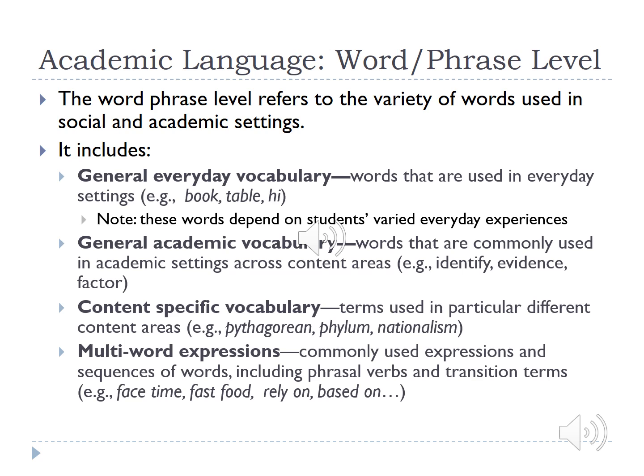The final aspect of academic language is the word or phrase level. This refers to the vocabulary that is used to convey academic meaning. General everyday vocabulary are the terms used to express meaning in everyday settings. They are typically considered less formal. It's important to note that words that might be everyday for some students might not be for those who speak another language or dialect at home or have different everyday experiences.